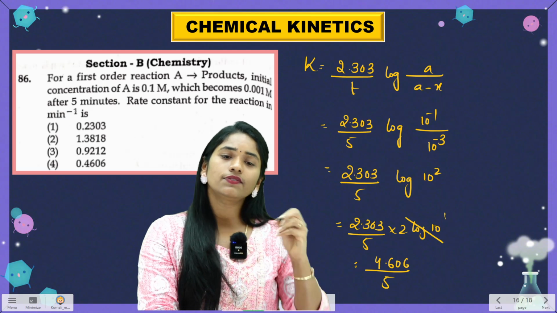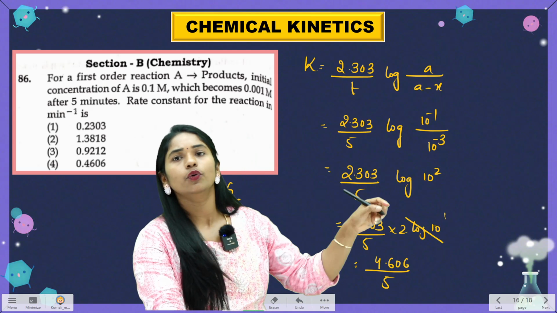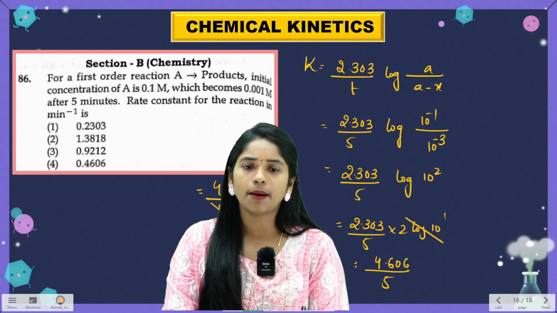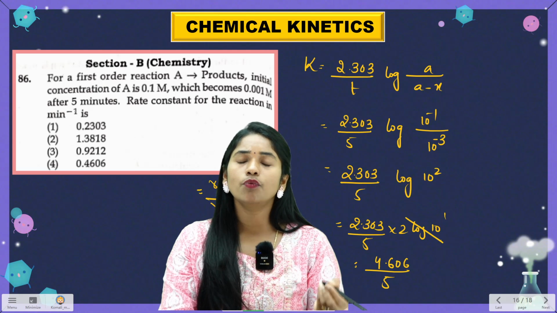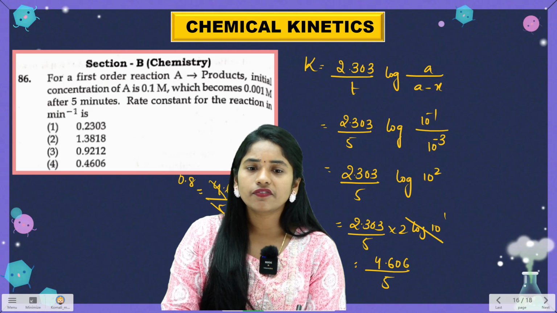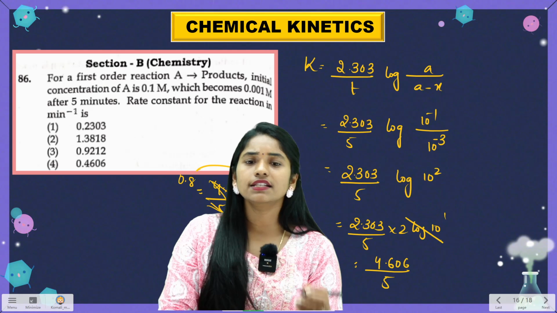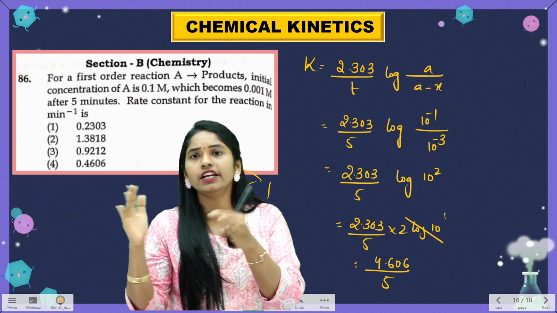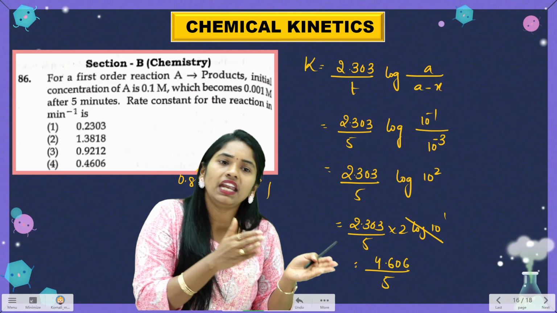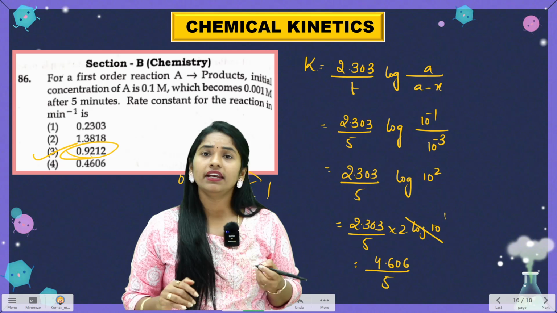How to do this fast? You can do it as 46 divided by 50 and do the division. Or otherwise, for example, if this is 5 and this is 4, what will be your answer? 0.8. And if this is also 5, round it off, then it will be 1. So your answer is not 4, not 5, it is in between, this 4.6 by 5. So your answer is between 0.8 and 1. Then you can mark the value as 0.9212.